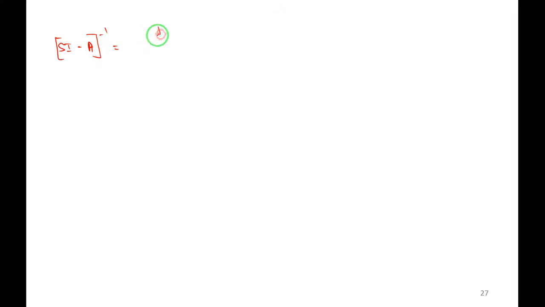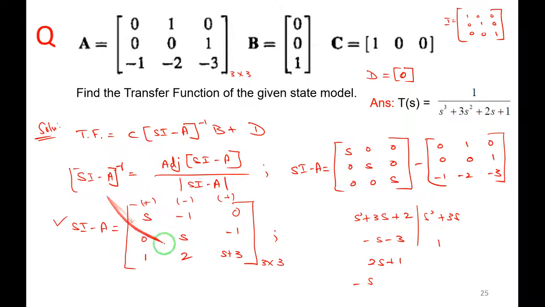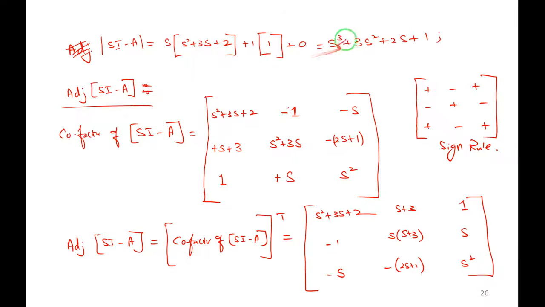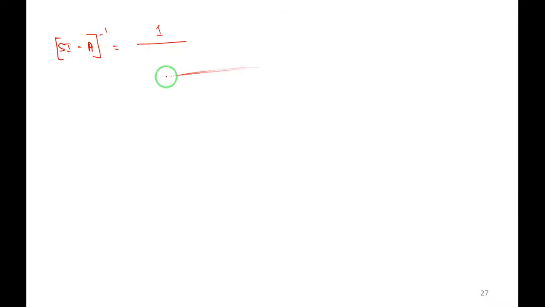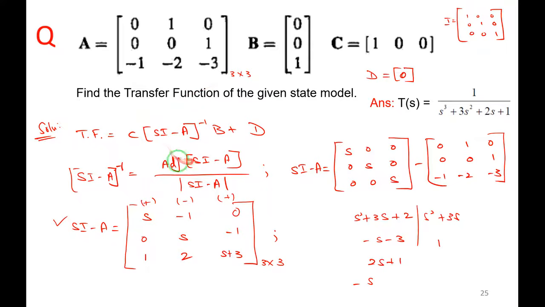So it is 1 by the determinant of the matrix, right? What is the determinant of matrix sI minus A? We have found it out. Yes, this is the determinant: s cube plus 3s square plus 2s plus 1. Let me check it once again. s cube plus 3s square plus 2s plus 1. It is correct. Then into adjoint, right?